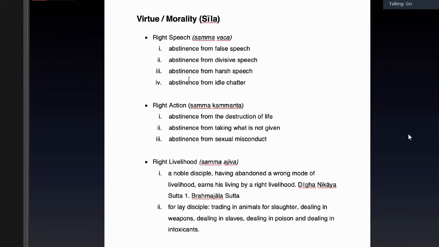So it is important that our goal is clear to us. Now for number 2 in right livelihood, for a lay disciple, this is not trading in animals or slaughter.